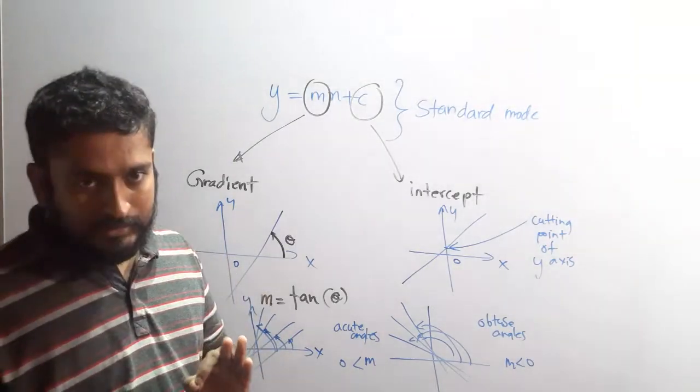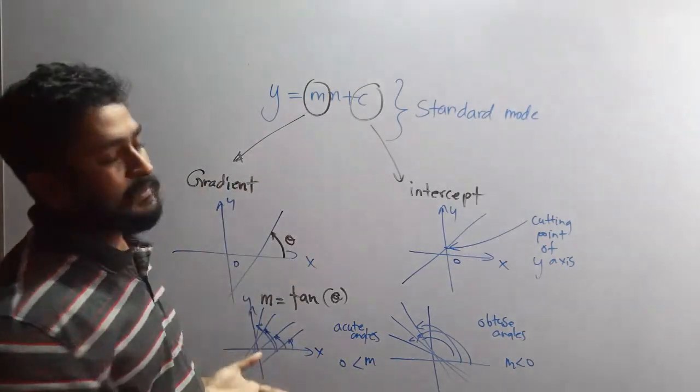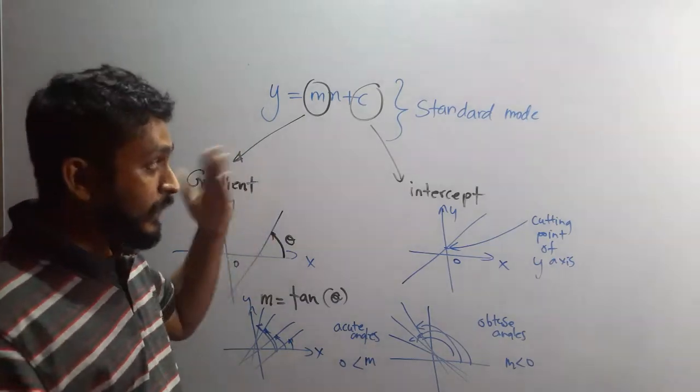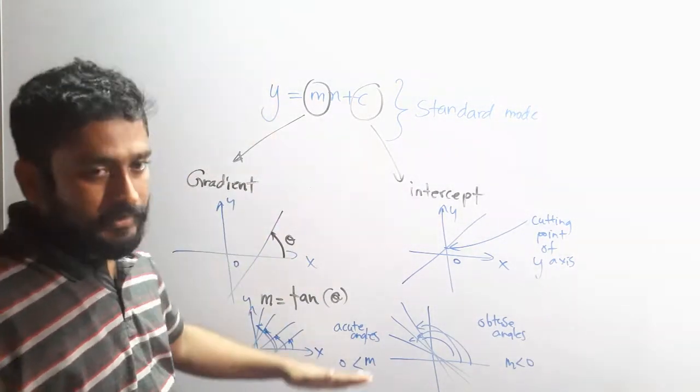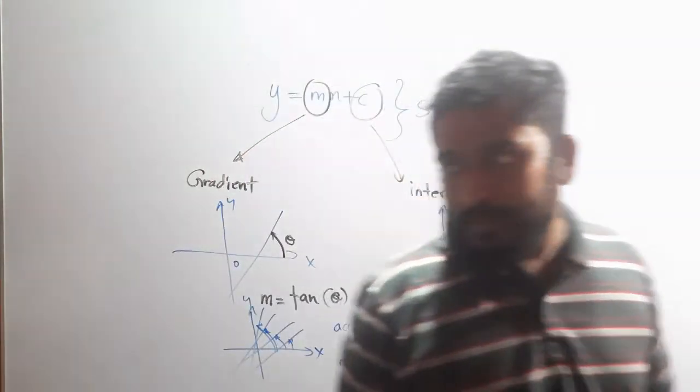Got it? So this is the basic data of a straight line, and you need to write down this chart or the note. Write this down, please.